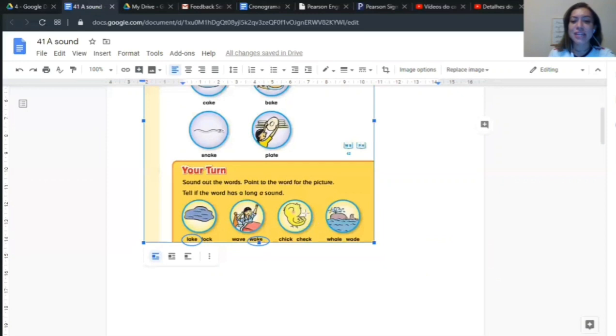Very good. This one here, o pintinho, how do we say that? Chick. Is there a long A sound there? Tem o som do A longo? No. And the last one. What is that? A baleia. Do you remember how we say baleia in English? Whale. So let's circle whale. And is there a long A sound? Tem o som do A longo? Yes, whale. So let's repeat all these words now again.